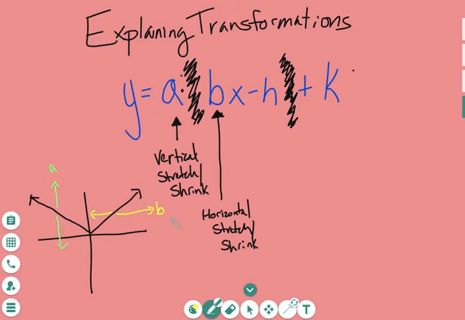So while you could make the same types of transformations using both letters, so I could pull a graph vertically or I could pull it horizontally to get to a certain type of stretch or shrink, it's important to recognize where they fall in the equation because it means that you're doing your stretching at different times.